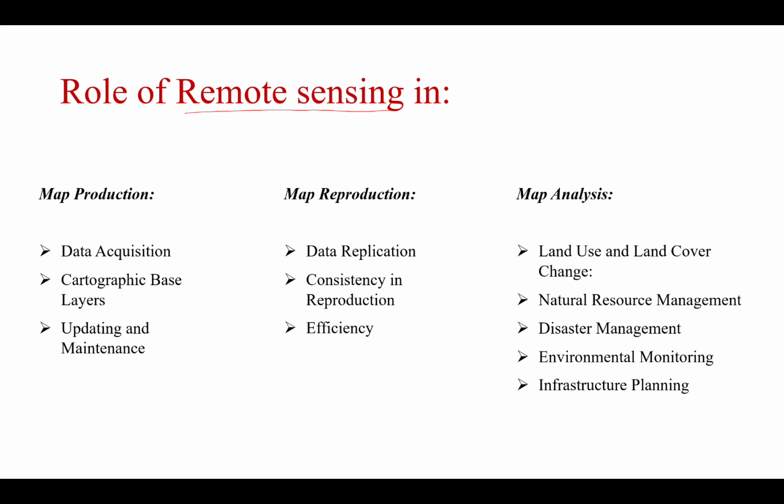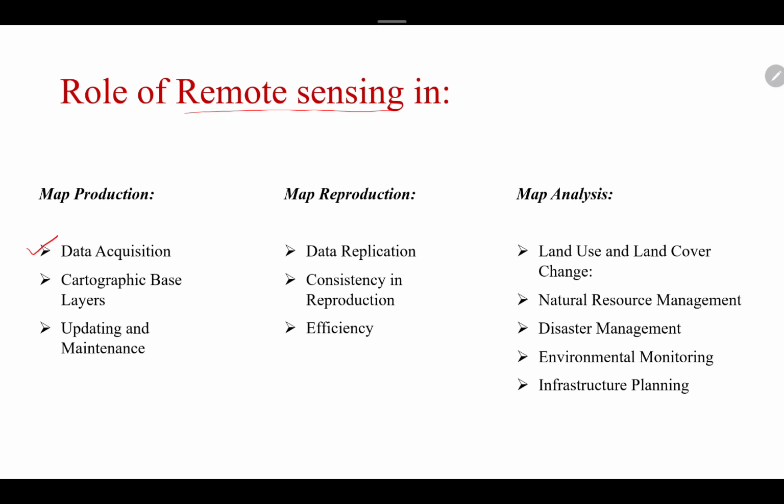So how does remote sensing help in map production? The first point is data acquisition. Remote sensing acquires high resolution images and data over large areas. It can take pictures and give me a lot of information about these areas on the surface of the earth. This data serves as a fundamental input for map production. Whenever I need to make a map, I need to have the data first, and remote sensing is giving me the data.